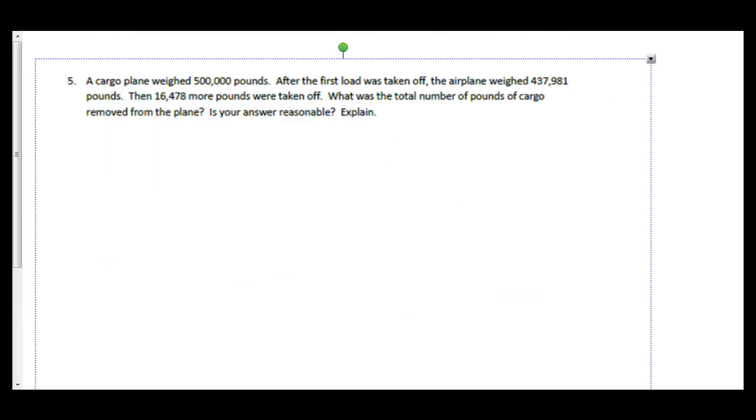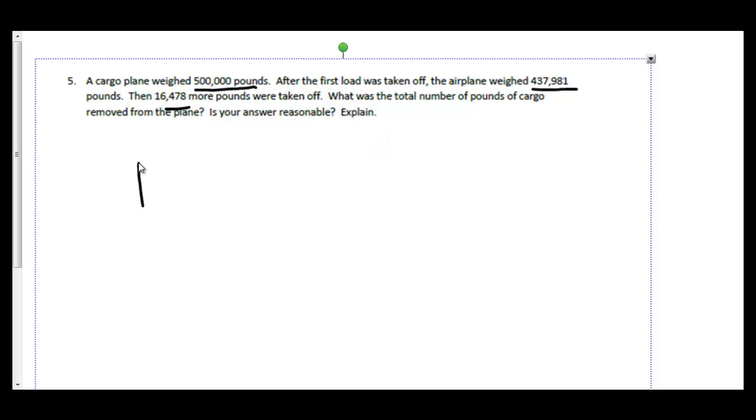So, all right, problem number 5. A cargo plane weighed 500,000 pounds. After the first load was taken off, the airplane weighed 437,981 pounds. Then 16,478 more pounds were taken off. What was the total number of pounds of cargo removed from the plane? Is your answer reasonable? Explain.